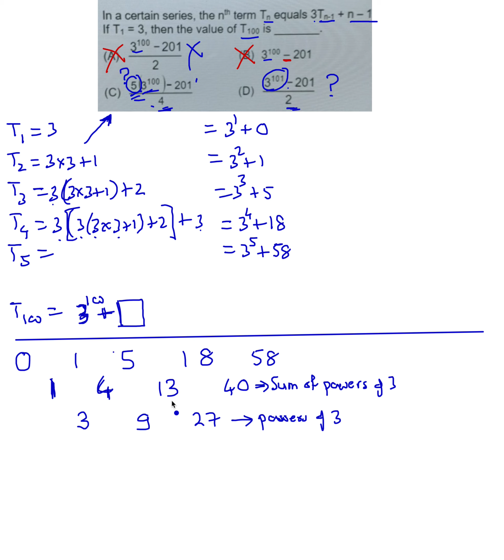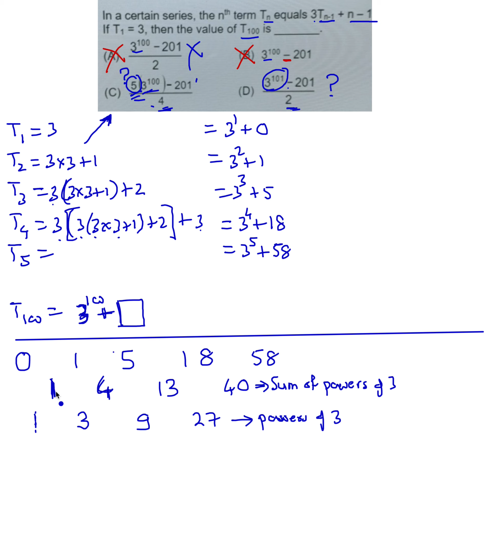Okay, the third one is, so I'm just adding this 1 here so that you can see the pattern more clearly. This 13 is nothing but 1 plus 3 plus 9. The 40 is nothing but 1 plus 3 plus 9 plus 27. So the nth term of the second series is nothing but the sum of n terms of powers of 3.